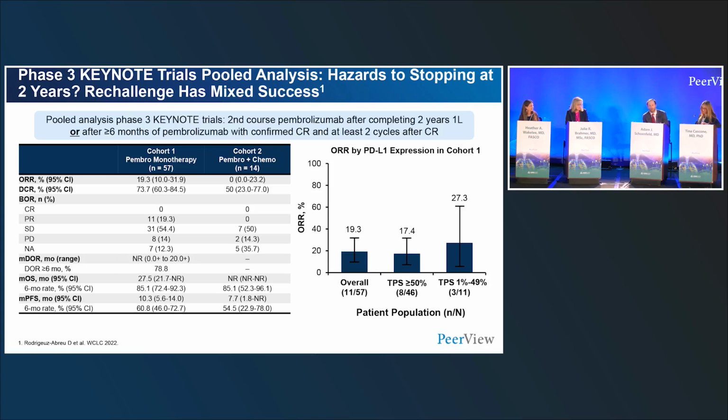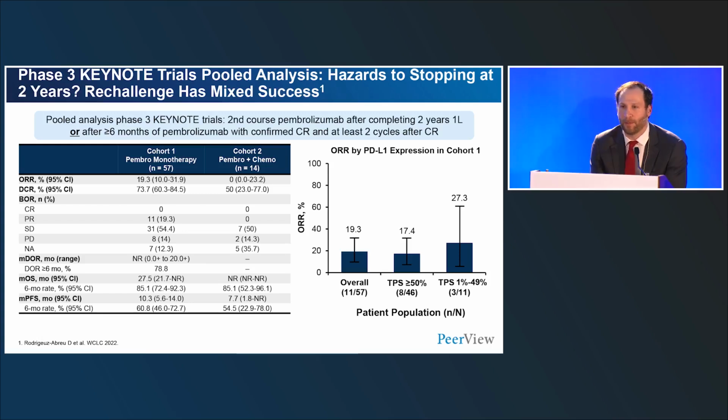This is what to do for the patients who have completed 2 years, because in the trials, 2 years was often the milestone cutoff for when you could stop the therapy or continue, and there isn't great data or randomized controlled trial data of what to do in this setting. So this is data from the Keynote trials, pooled analysis of patients who had stopped at 2 years and were re-challenged when they had progression events.